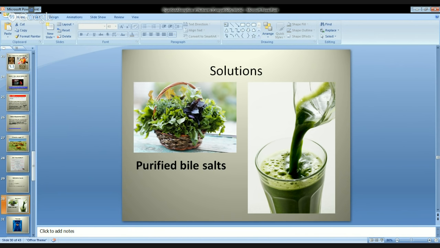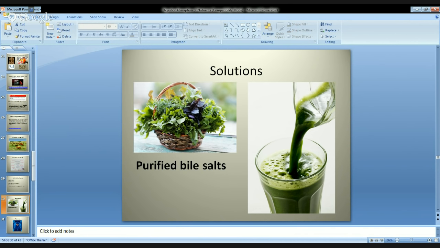Can you do a keto without a gallbladder? Absolutely. You just might need to take some purified bile salts. Is Epsom salts good for you? Well, Epsom salts is magnesium sulfate, and that will also help with a gallbladder issue, because magnesium does relax the bile duct, but it's only temporary. That's why I like the bile.